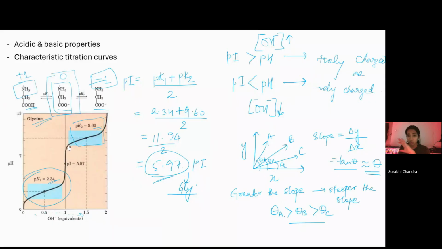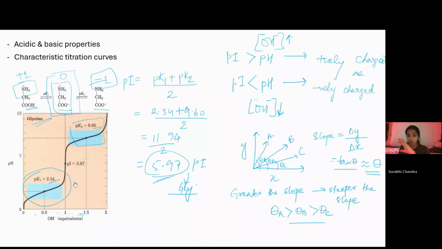However, if you look at these blue colored regions here, the slope is much less steep, right? As compared to this one, you see the slope is really less. So even if there's a large change in the x region here, it still maintains the pH at almost the same level, right? It's the exact opposite to what was seen in this particular region. So these are actually the buffering regions for that particular amino acid.